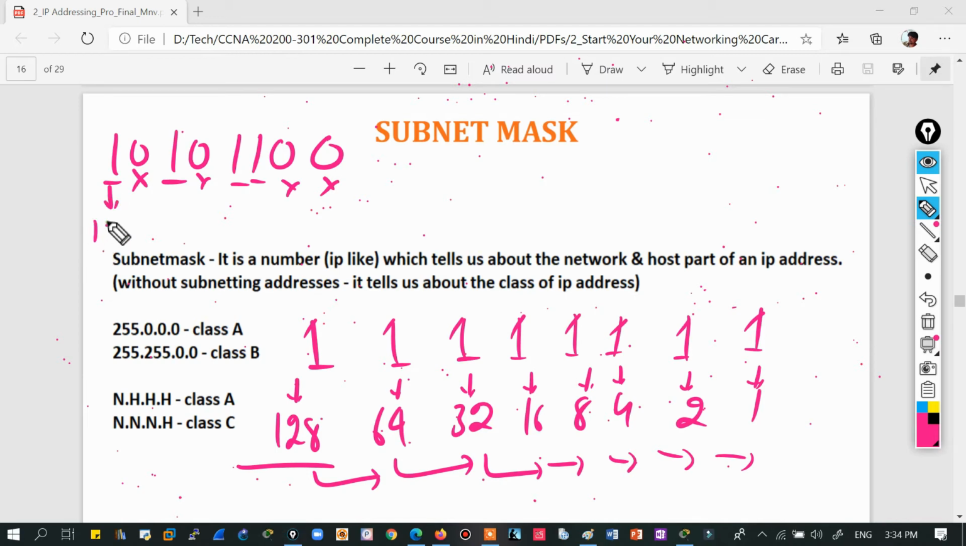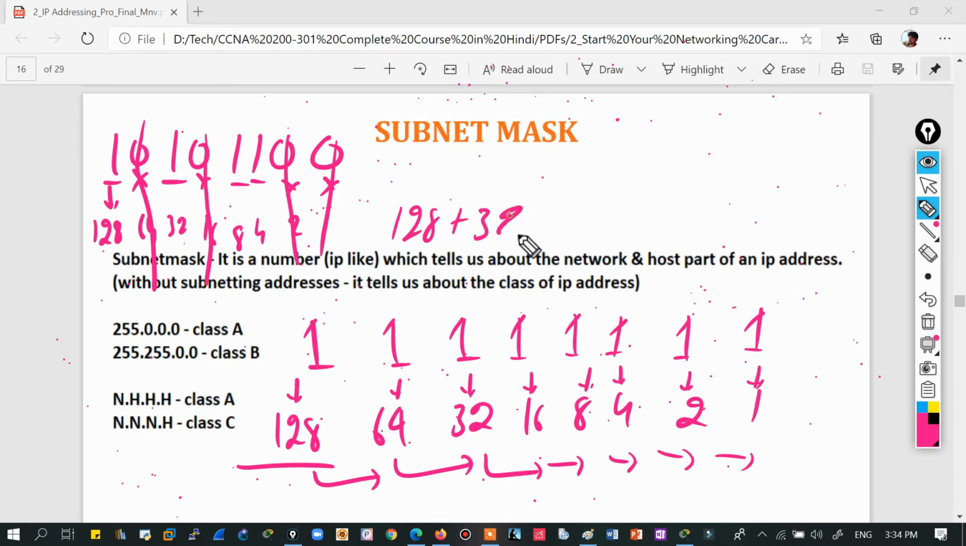So what is below the first number? This is 128. Then 64, so we don't need to write that. Then the third one, 32, 16, 8, 4, 2, 1. We don't need to use the numbers under zeros, so just leave them and add 128 plus 32 plus 8 plus 4. So this number should be 172 in decimal, right?